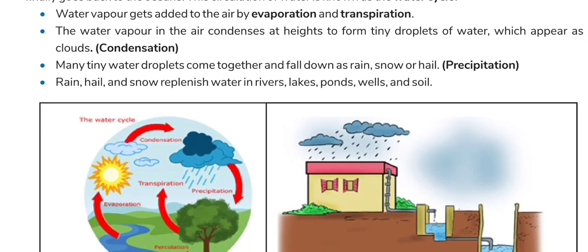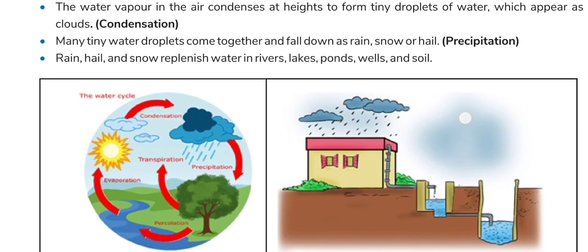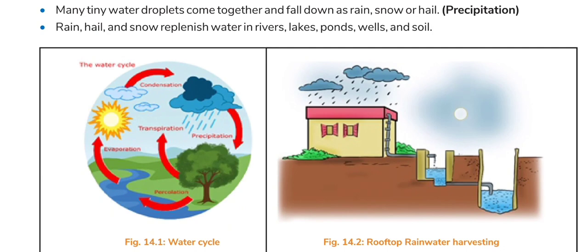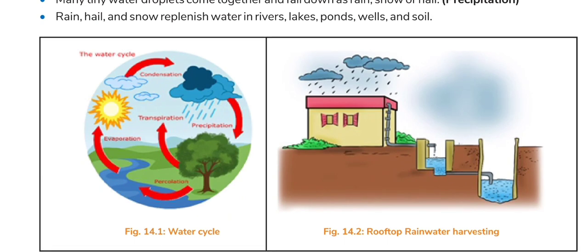The water vapor in the air condenses at heights to form tiny droplets of water, which appear as clouds. Condensation. Many tiny water droplets come together and fall down as rain, snow, or hail. Precipitation. Rain, hail, and snow replenish water in rivers, lakes, ponds, wells, and soil.